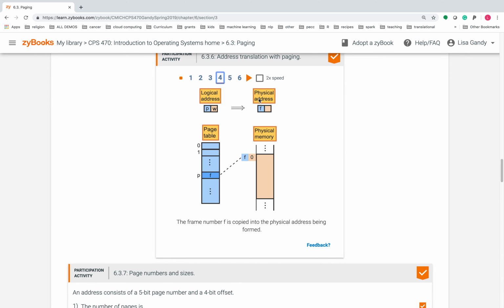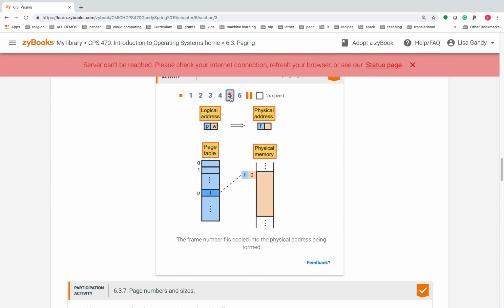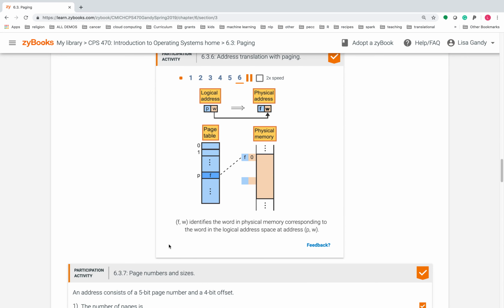Okay, so we've got the F there. And then we have an offset. It's copied from the logical address to the physical, and that doesn't change because we're just figuring out which frame now we need. And then FW is going to identify the word in physical, because that's our offset within that frame, corresponding to the word in the logical address space at address PW.